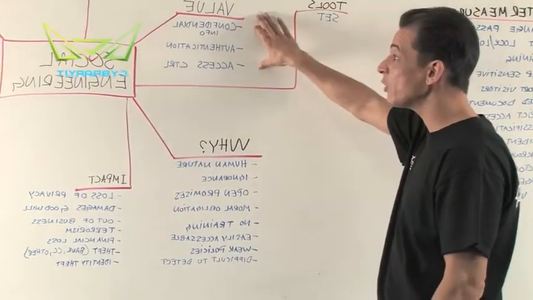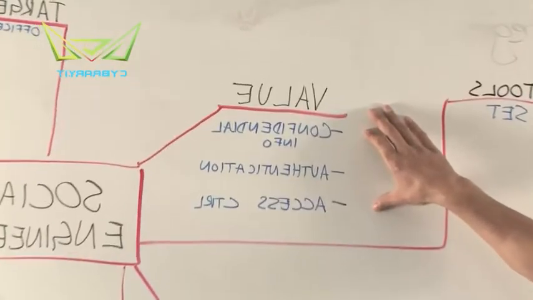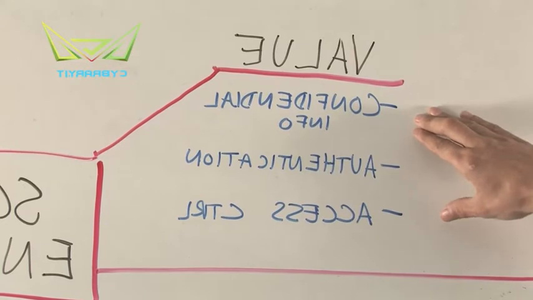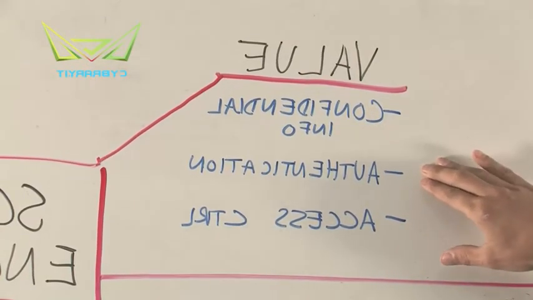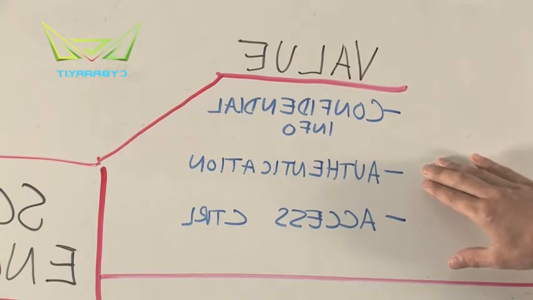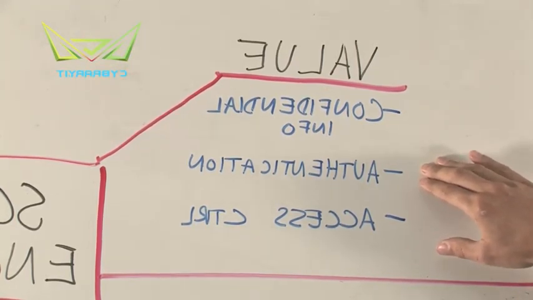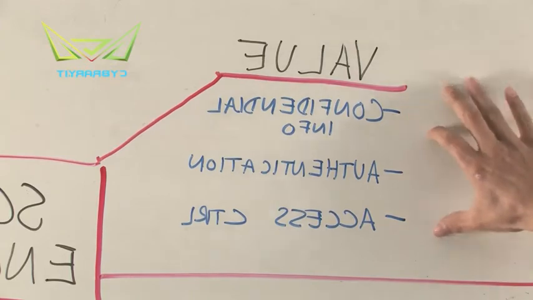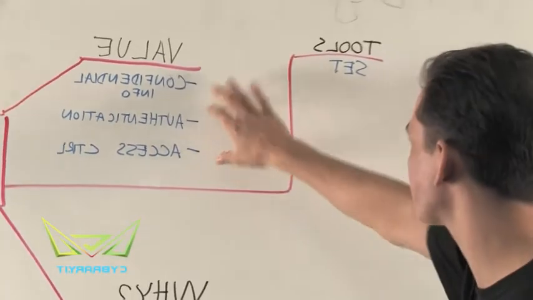The value here which the penetration tester is generally going after, okay? We can chalk this up to confidential information. Ideally, you'd like to get some sort of authentication or authorization information so that you can get access to things that a regular user, or in this case the pen tester, doesn't have access to. So some sort of authentication or access control. Those are very, very valuable in the scope of social engineering.